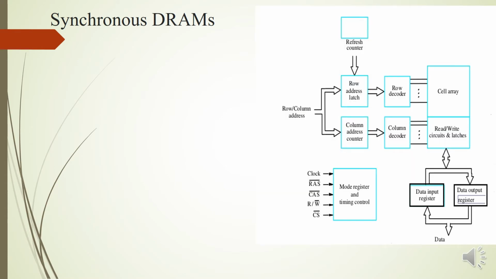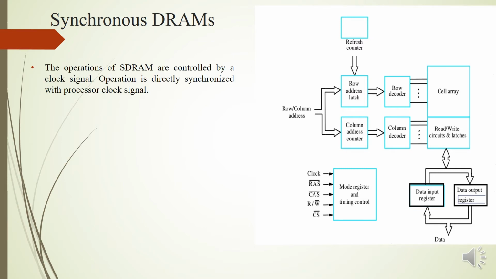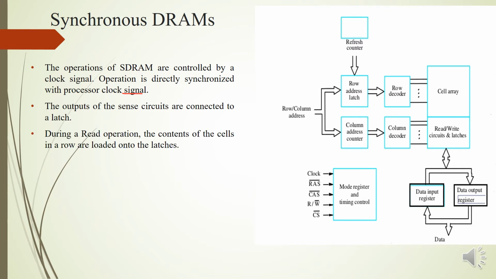Coming to the synchronous DRAMs. This block diagram gives you the synchronous DRAM chip. The operation of SDRAMs is controlled by the clock signal here. Operation is directly synchronized with the processor clock signal. The output of the sense circuits is connected to a latch. During a read operation, the contents of the cells in each row are loaded into the latches.